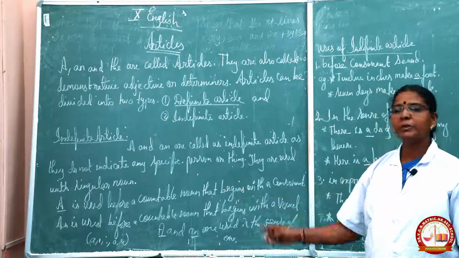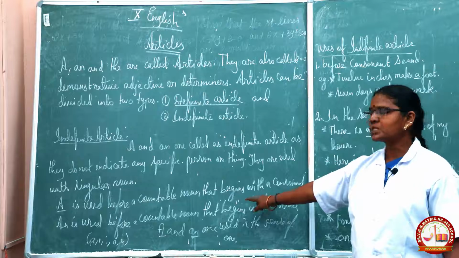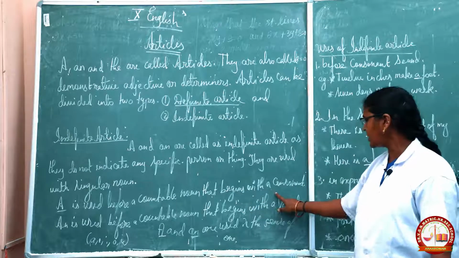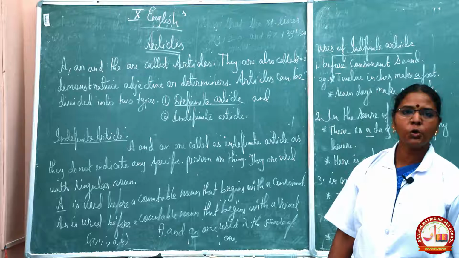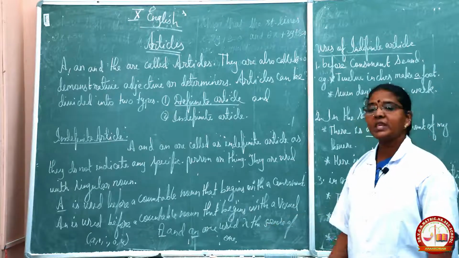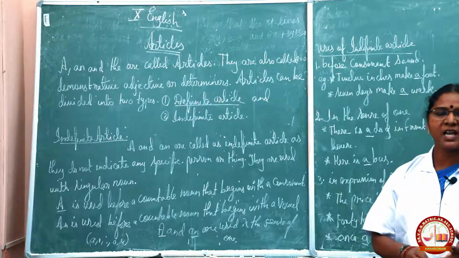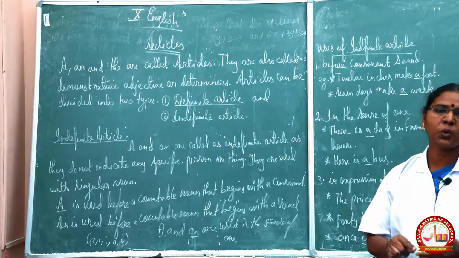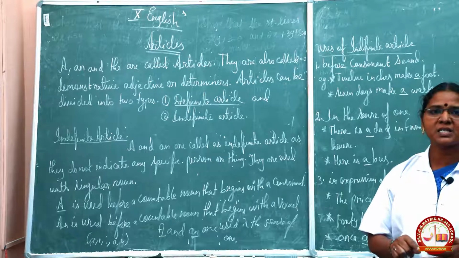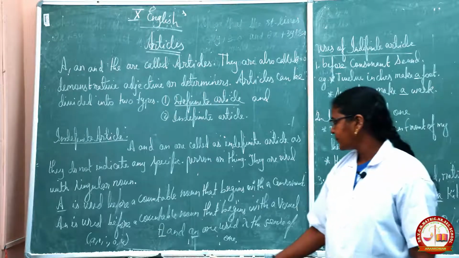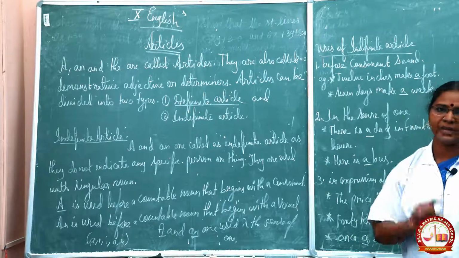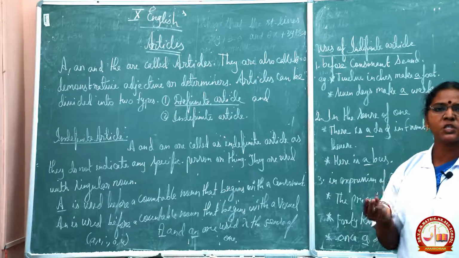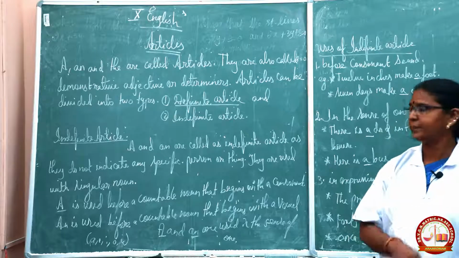A is used before countable nouns that begin with a consonant sound. An is used before countable nouns with a vowel sound, that is A, E, I, O, U. These five letters are called vowels. A and an are used in the sense of one. A and also an refer to one.